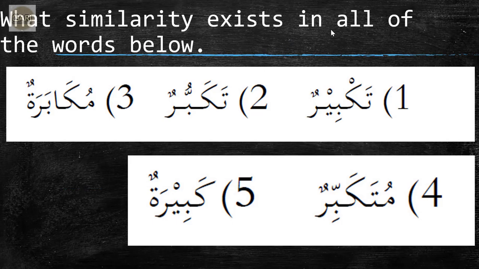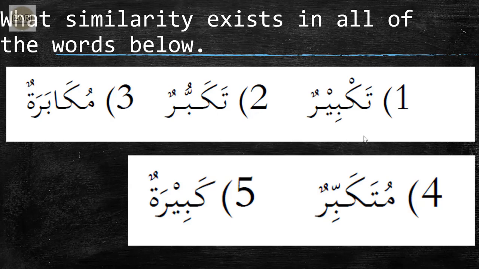So what similarity exists in all of the words below? Well, I've kind of given that away already. If you look here, you'll see ta in the front, ta in the front, ta in the middle, ta in the end, ta in the middle, and ta in the end. So that's one similarity. Do you see any more? Remember, you can always pause to give yourself a little bit of time to think. Because this is a video and you can pause it, I'm going to keep going.